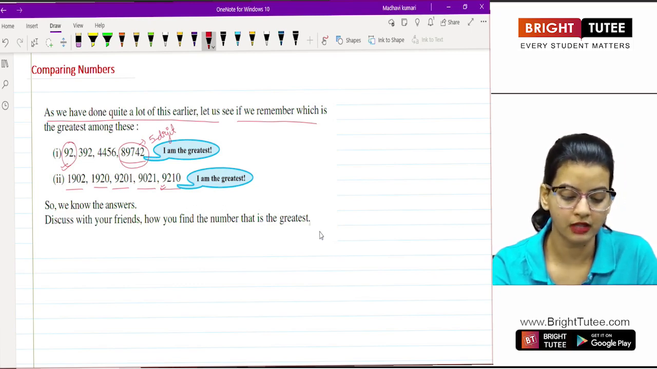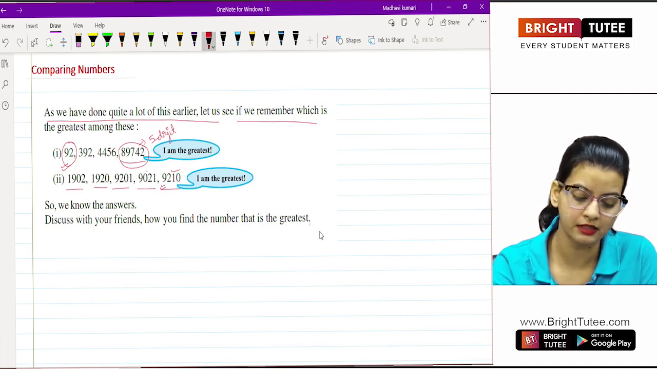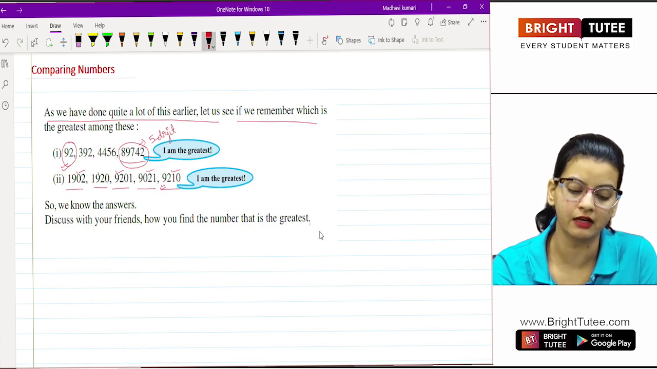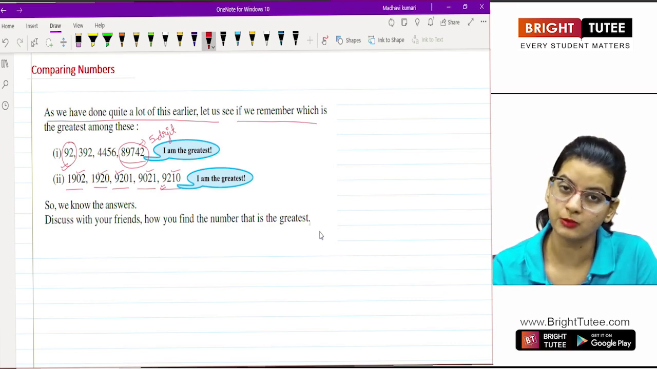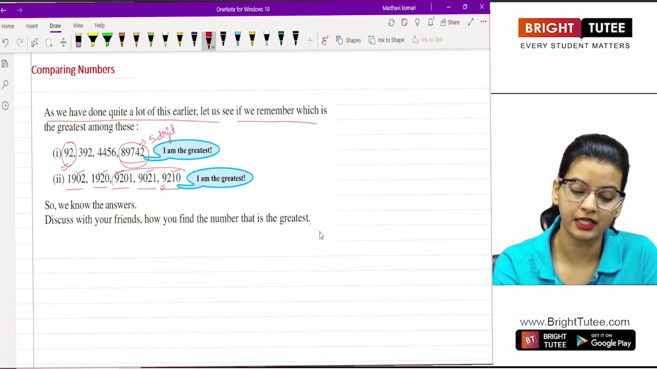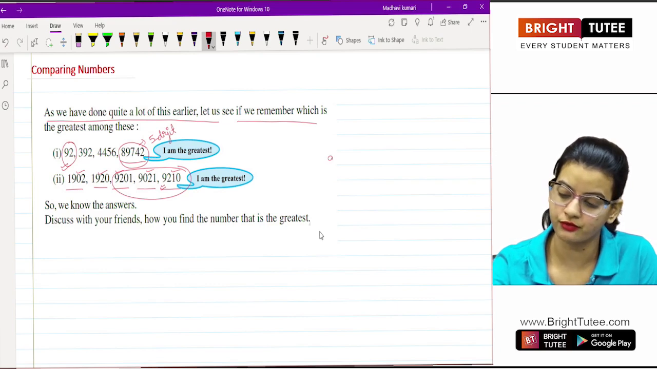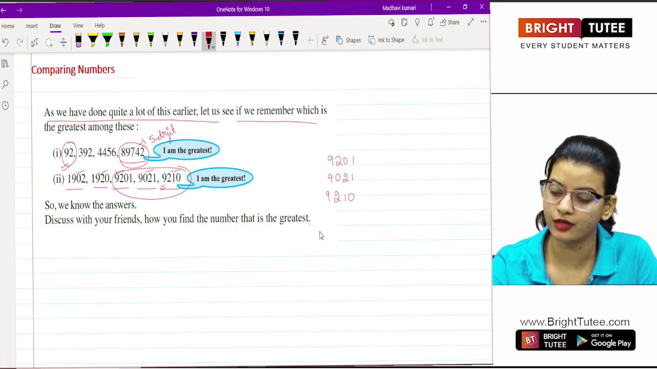Okay. So, in the 1000 place, we have got 9 in 3 numbers. In this number, and then in this number. Here we have got 1 in the 1000 place, and here we have got again 1 in the 1000 place. So, definitely these two numbers are smaller as compared to these 3 numbers. Okay. Now, we are going to compare these 3 numbers. So, we have got 9201, we have got 9021, and then we have got 9210. Now, among these, which number is the greatest number? How are we going to decide?